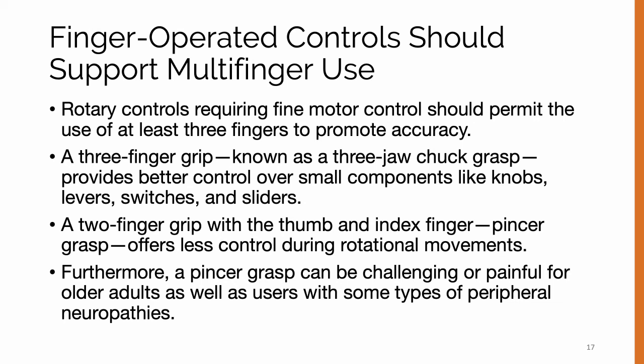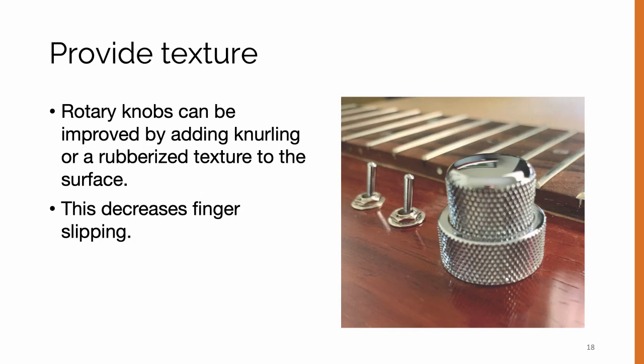You probably didn't know such a thing existed, but basically it's grabbing a knob with 3 fingers and being able to move it. And that gives us better control over really small components like knobs and levers and switches and things like that. Now an alternative is kind of a 2-finger grip. That uses the thumb and the index finger as kind of a pincer grasp, and that doesn't provide as much control during rotational movements. You can get more control with 3 fingers than you can with just the 2. It's also the case that a pincer grasp can be a bit challenging for older adults as well as anybody that has peripheral neuropathy.